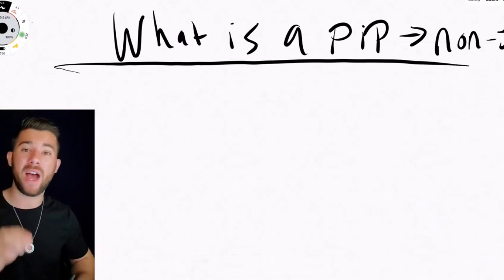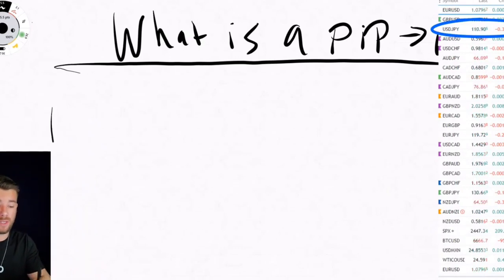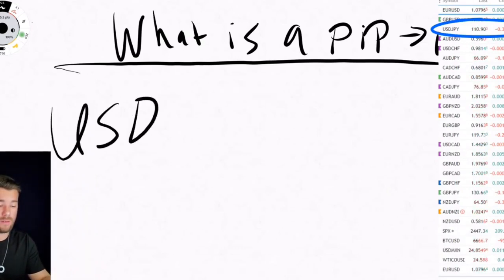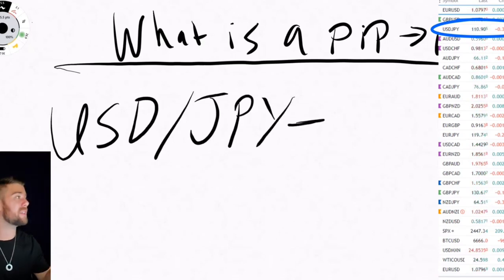If we look at the value right now of the dollar yen, which is USD JPY, the dollar yen currently has a value of 110.90.